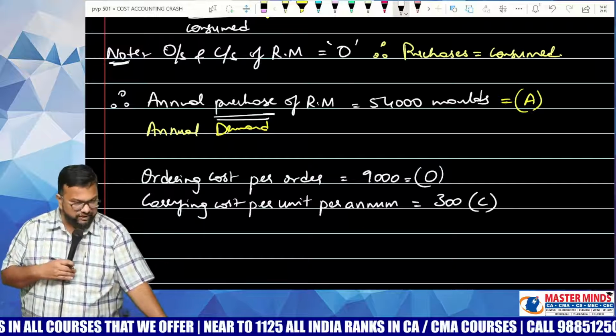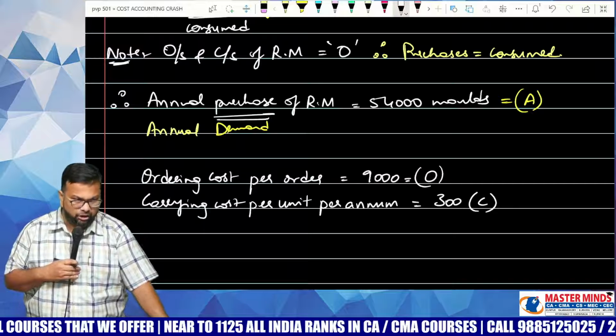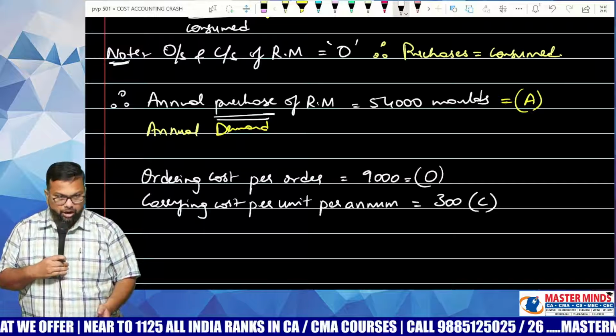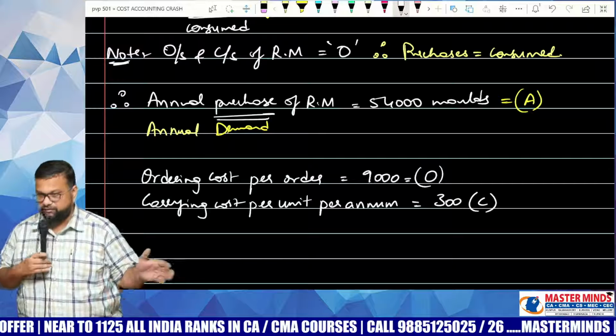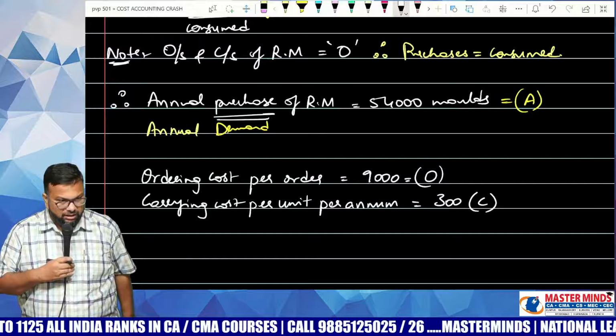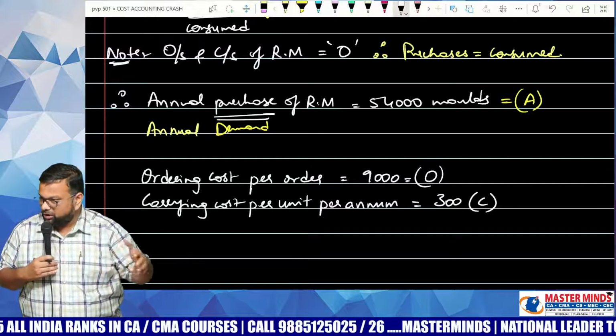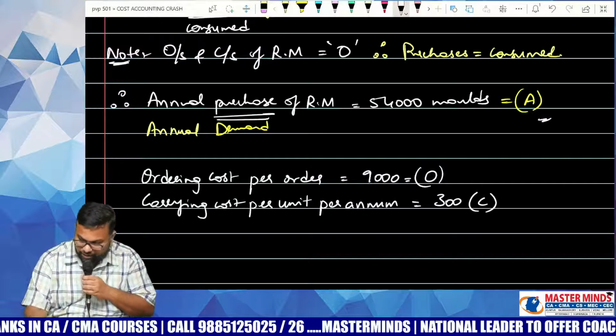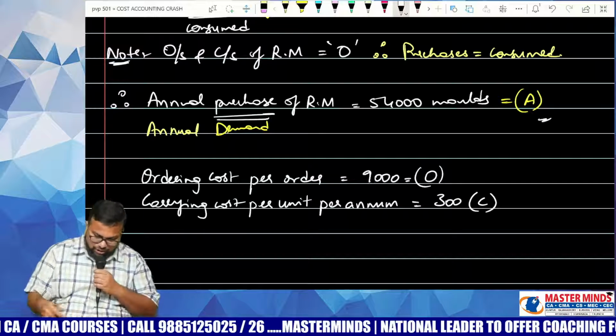Based on this information, now you need to calculate economic order quantity. Please note it down. After that, we will make a statement, and in that statement we will calculate economic order quantity. I think you have noted down till this point, so continue from here on.